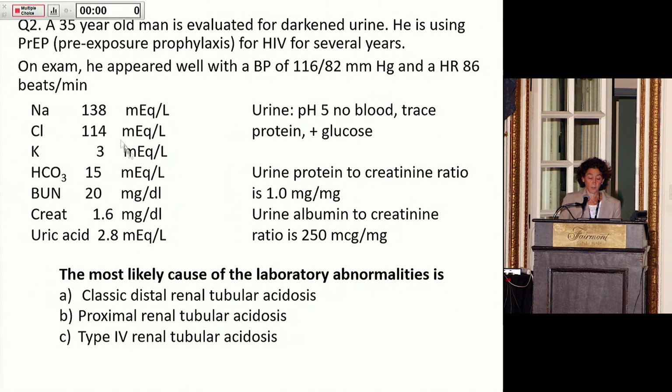So here's your question. The most likely cause of the laboratory abnormalities in this patient is the classic distal renal tubular acidosis, proximal renal tubular acidosis, or a type 4 RTA. Okay, I'm going to stop.